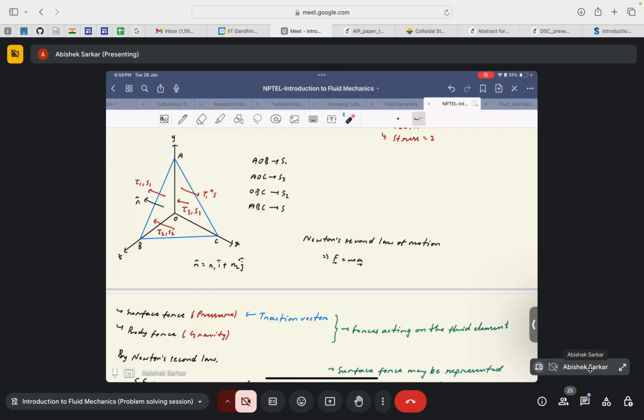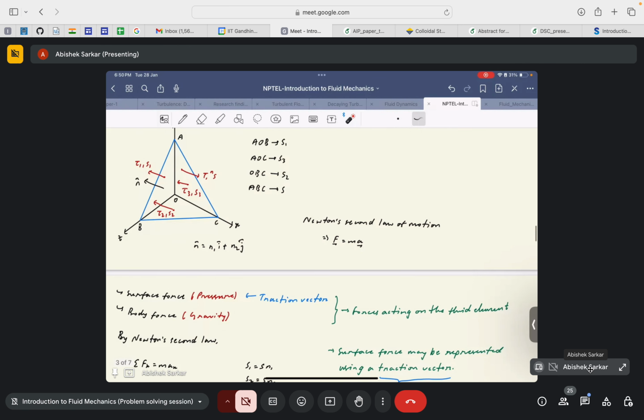Here Professor Chakraborty tries to find the relation between the traction vector and the stress components. The relevance of the traction vector comes into the picture when we are trying to understand the different kinds of forces that act on a particular fluid element.